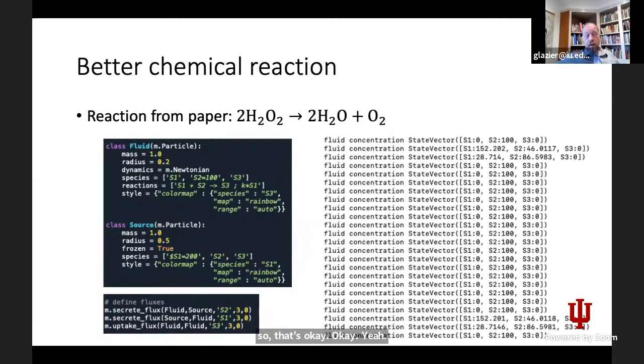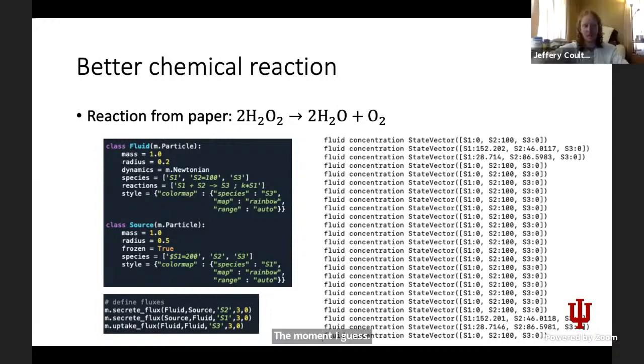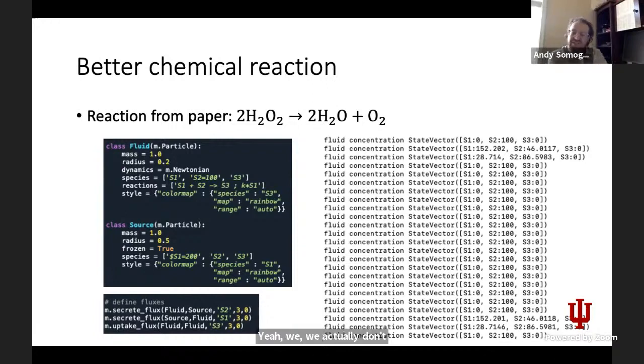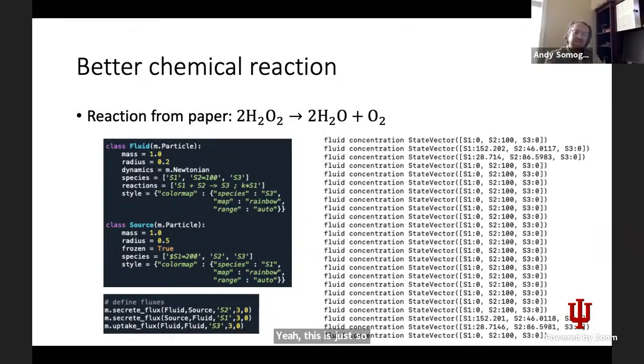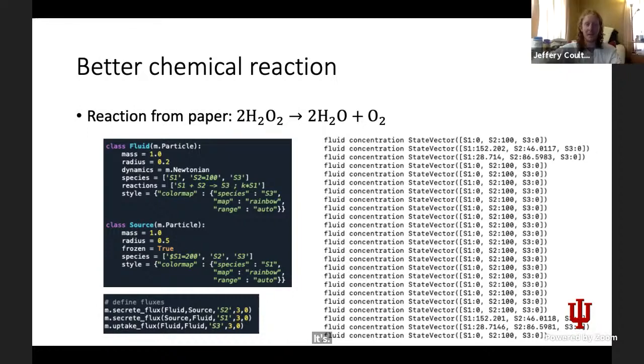So if you wanted to do that chemical reaction, you'd actually have to go in by hand and calculate the rate of change for each species in your Python code at the moment, I guess. But we don't really need a reaction yet. It's good enough that we get a flux of material from the catalyst to the objects. This is just something I was messing with, so if it's not important, I don't need to focus on it.